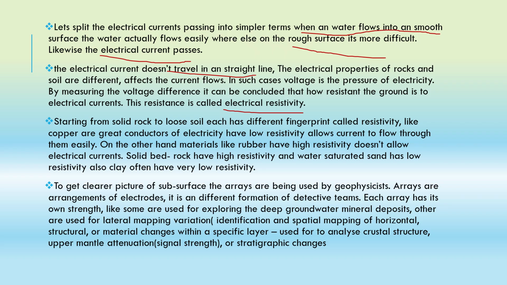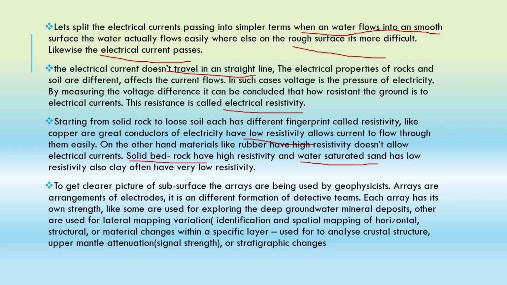Copper and other great conductors of electricity have a low resistivity. They allow the current to pass through them easily. On the other hand, rubber has a high resistivity and does not allow the electrical current to pass through it. Likewise, solid bedrock has a high resistivity, and water-saturated sand has a low resistivity.